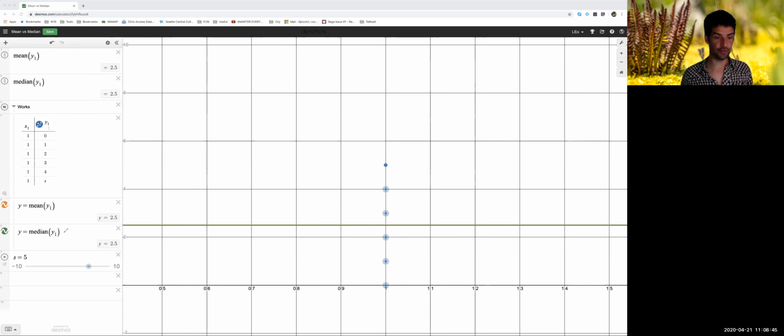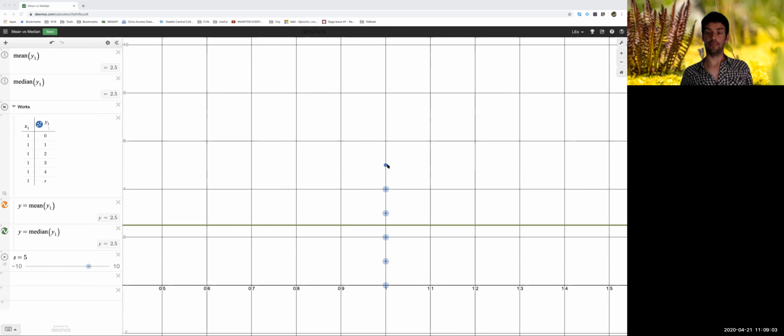And there's a green and an orange line. You can only see one right now because the orange line is below the green line, but they represent the mean and the median. The green is the median, the orange one you can't see is the mean. At this point, they're both the same, 2.5.